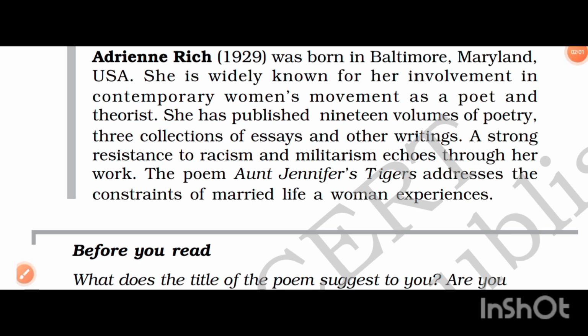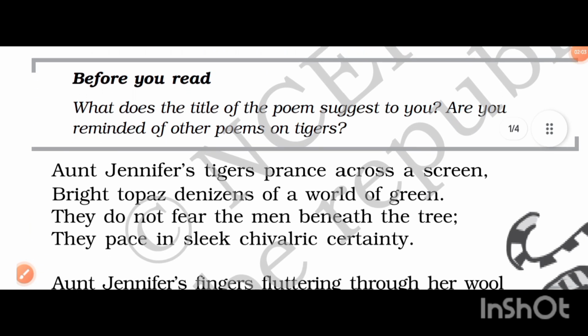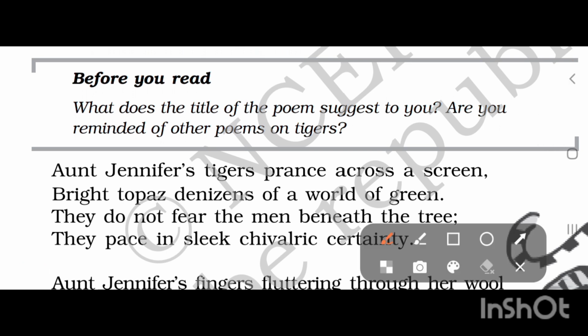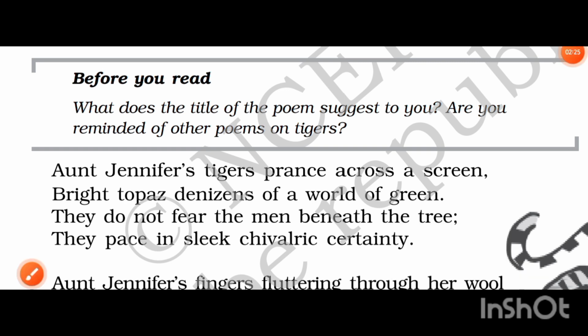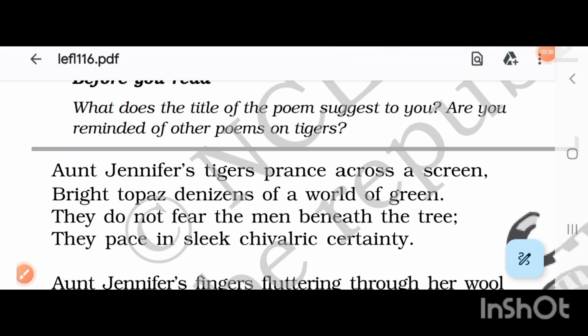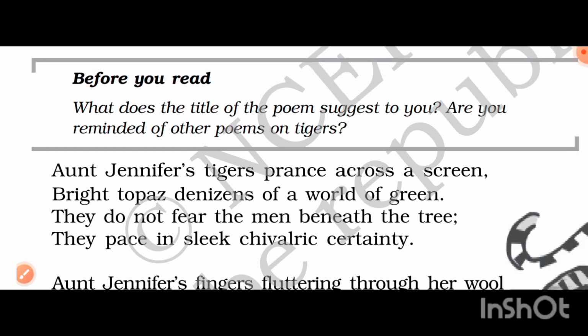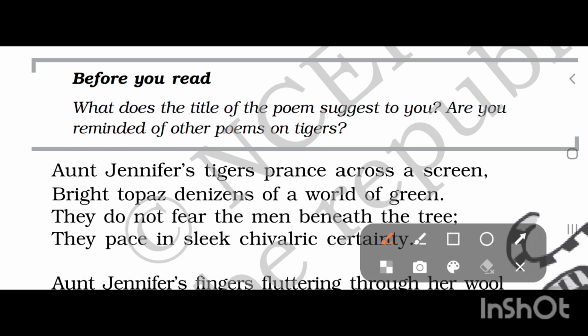Now, the next important thing which we are going to discuss is the rhyme scheme and the stanzas. The poem has been divided into 3 stanzas having 4 lines each, and these are known as quatrains. And you can see the rhyme scheme is: the first and second lines rhyme together, and the third and fourth lines also rhyme together.